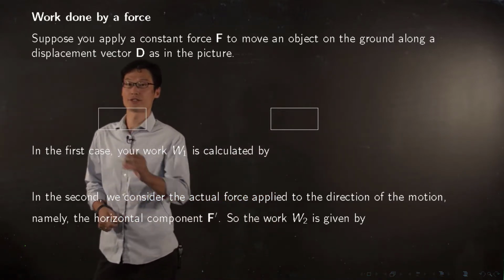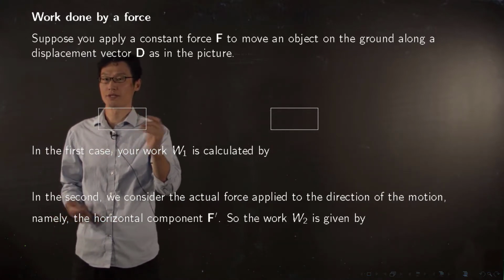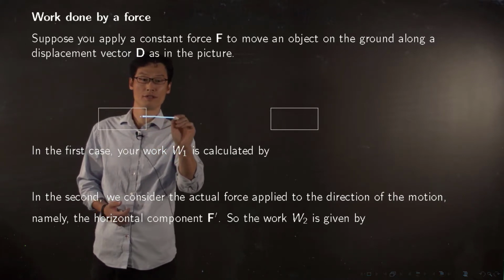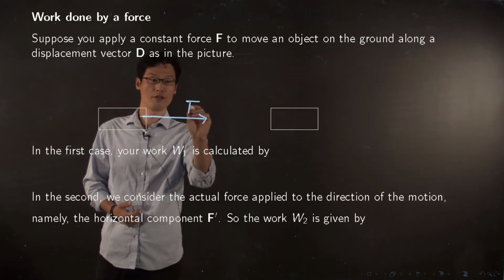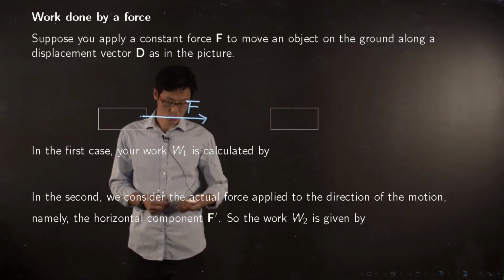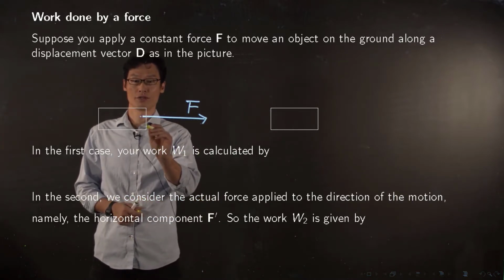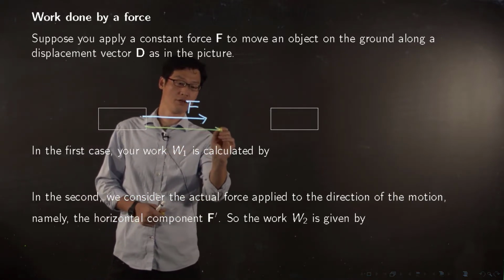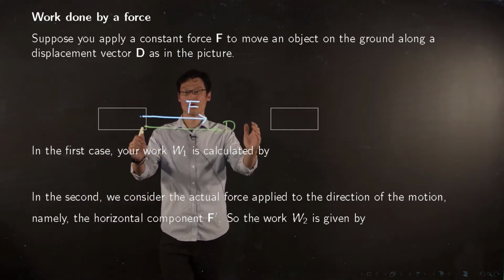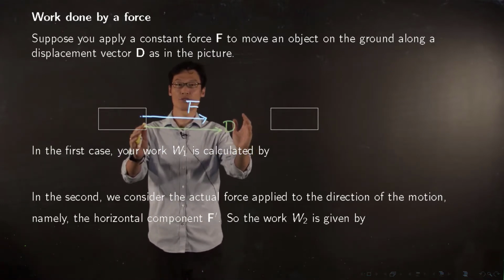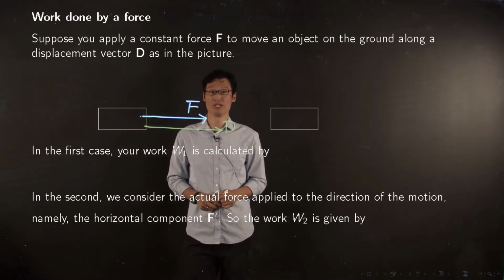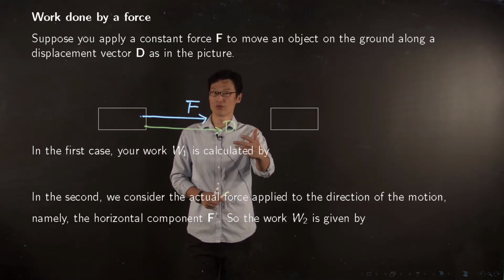So for the first case, say we are applying some horizontal force F, like this, to move this object along the displacement vector, like this. So we have an object on which you apply horizontal force, and then your object will move along the horizontal vector D. So two vectors share the same direction.